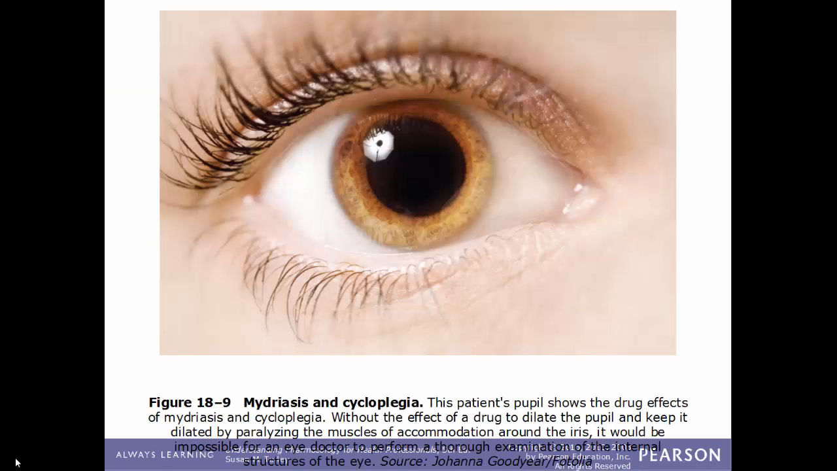In this image we have a patient that has mydriasis and cycloplegia, which is fixating the pupil and then dilating the pupil. Clearly, very clearly dilated here, something that's very common for eye exams or for eye surgeries. So not only do you want to dilate the pupil, like here, but you also want to paralyze the muscles of the iris. So there's no accommodation there, so it doesn't adjust its size to accommodate for the amount of light being allowed to enter the eye.